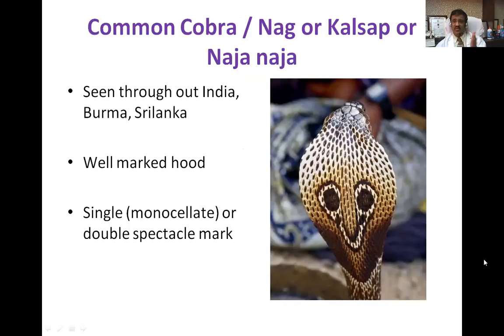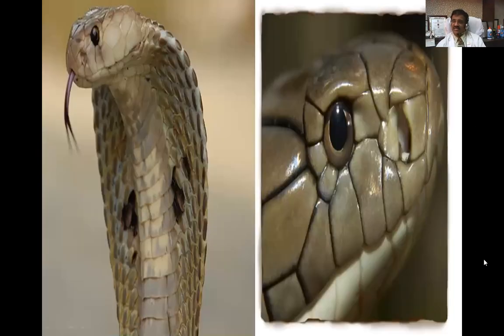Now here we see one image of a common cobra. You can see the hood of these snakes. This common cobra is found all throughout India, and it is also found in Burma, Sri Lanka, and the Eastern Asian countries. They have a hood on the dorsal surface of the head, just behind the head, and it looks like a spectacle. So it is also called double spectacle mark. Sometimes there is a single mark, so it is also called monocellate, and they have a marked hood as compared to the king cobra.